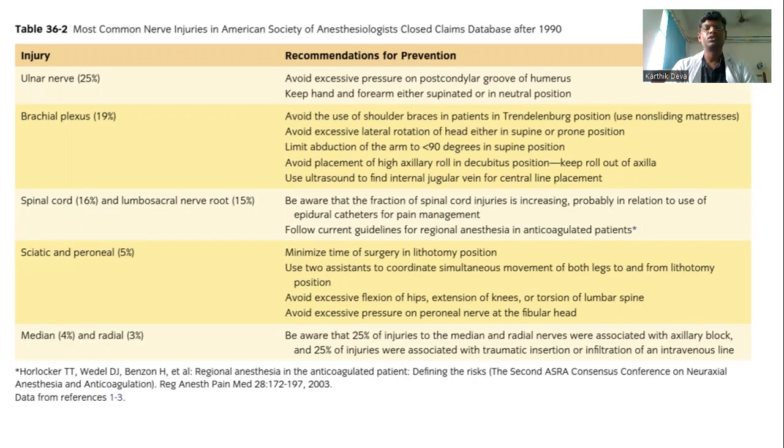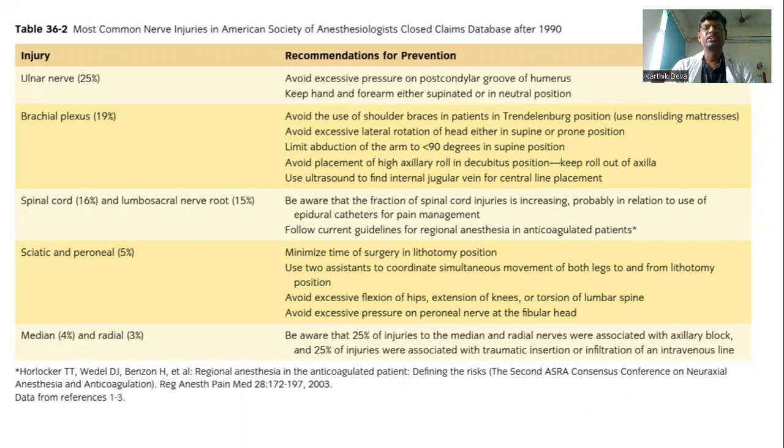Sciatic and peroneal nerves have a 5% chance of getting injured in supine position. To minimize this, minimize the time of surgery in lithotomy position. Use two assistants to coordinate simultaneous movement of both legs to and from lithotomy position. Avoid excessive flexion of the hips, extension of the knees, or torsion of the lumbar spine. Avoid excessive pressure on the peroneal nerve and the fibular head.